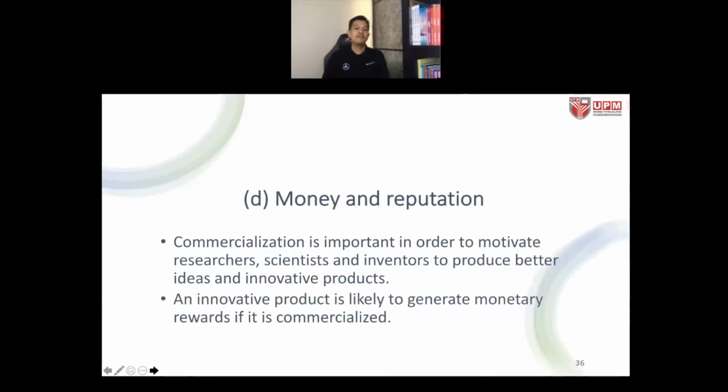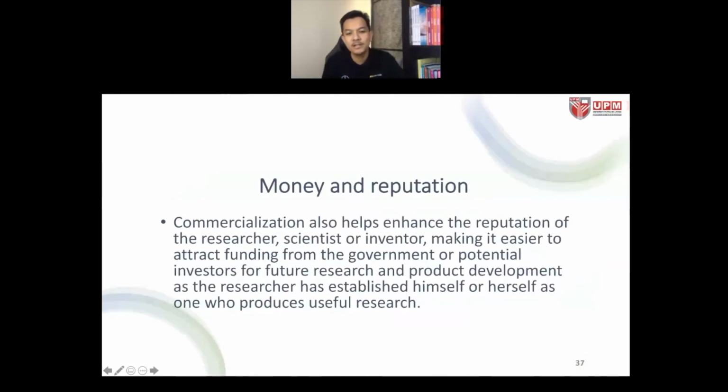And finally, in terms of money and reputation, commercialization is important in order to motivate researchers, scientists, and investors to produce better ideas and innovative products. An innovative product is likely to generate monetary rewards if it is commercialized. And commercialization also helps enhance the reputation of researchers, scientists, or inventors.